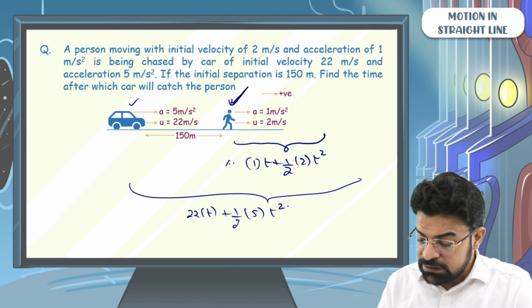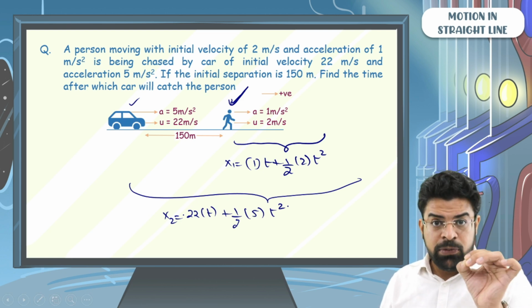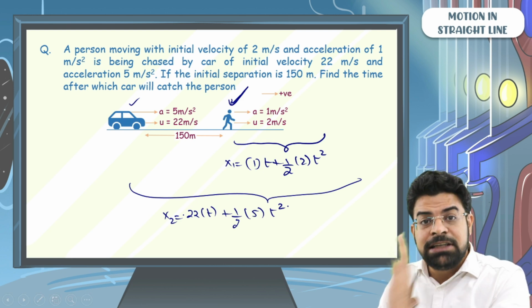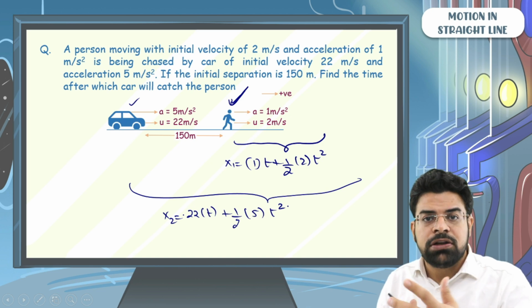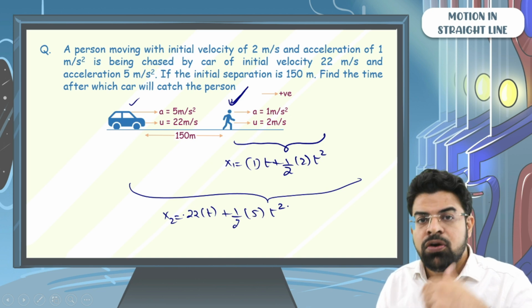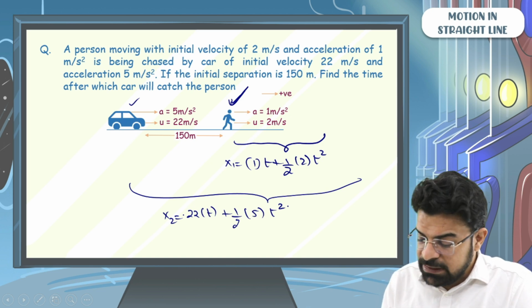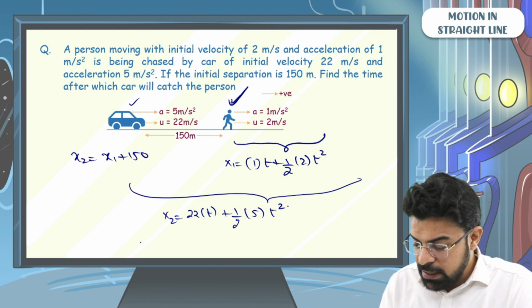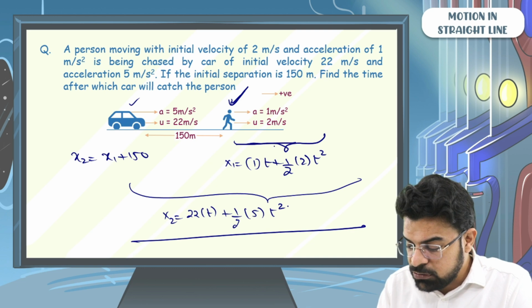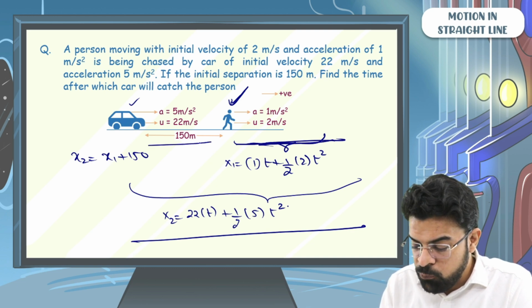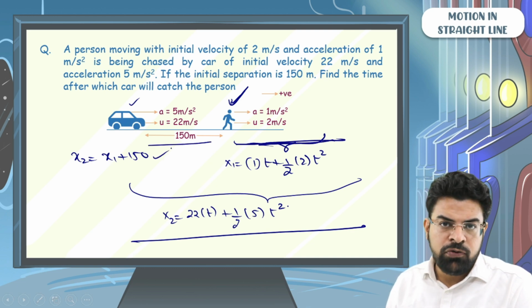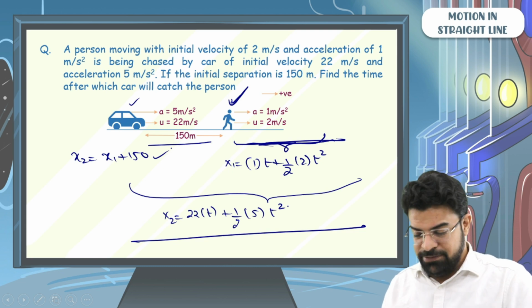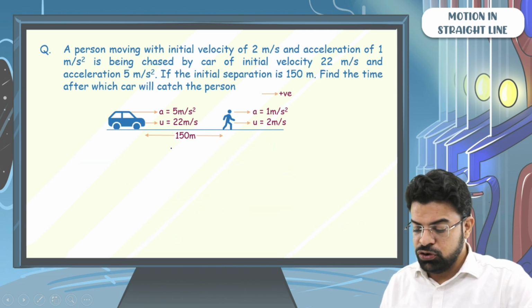If I call this distance x1 and this distance x2, and t the time when car and person are at the same position, that is, the car has caught the person, then x2 has to be equal to x1 plus 150, and you can solve for the time. But we are learning relative motion here, so we will use relative motion.